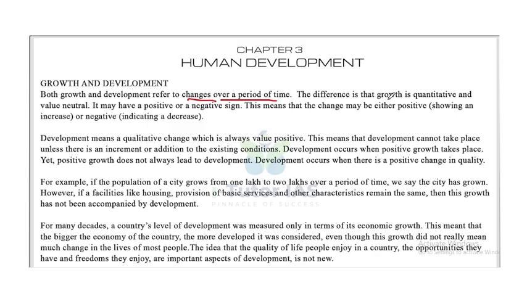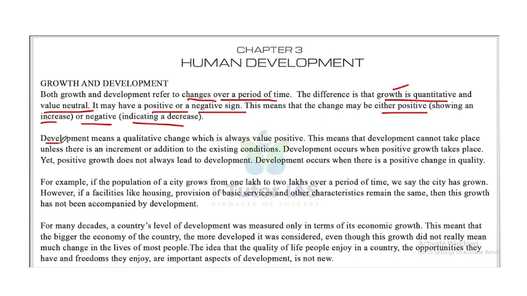The difference is that growth is quantitative and value neutral. It may have a positive or a negative sign. This means that the change may be either positive, that is showing an increase, or negative, that is indicating a decrease. So that is called growth.